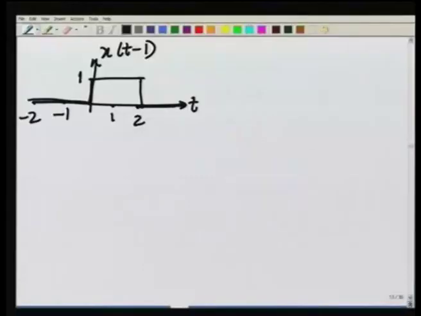With this in hand, we can see what happens for any arbitrary x of t minus tau. The graph of x of t simply shifts to the right for positive tau and to the left for negative tau, and it shifts by an amount equal to the value of tau. Thus, for example, x of t plus half can be immediately plotted. x of t plus half could be plotted like this.